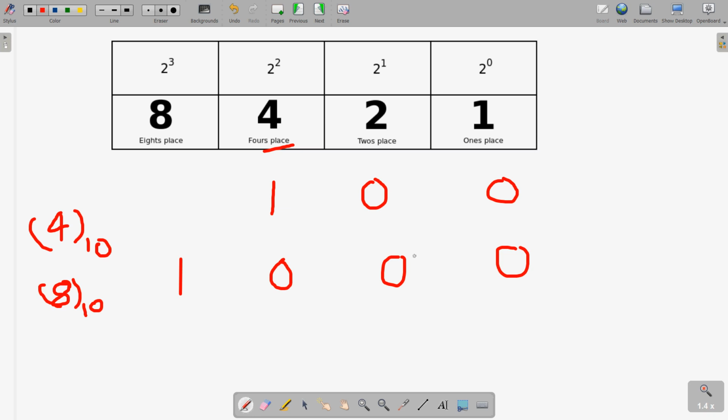Clear? Now let us see if you want to write 5. Okay, let me erase this first.